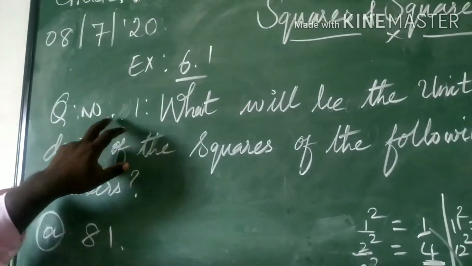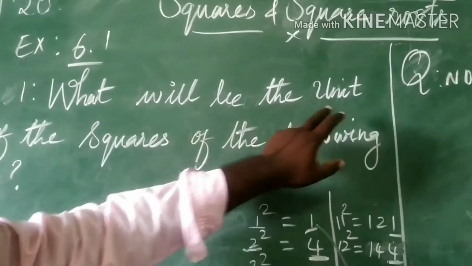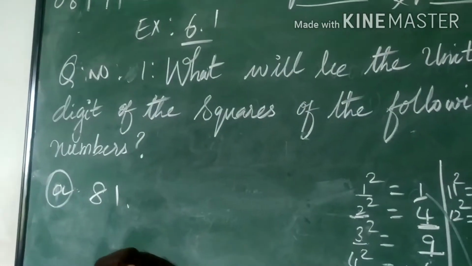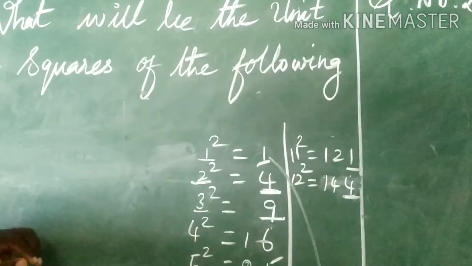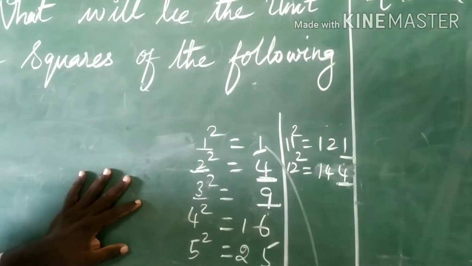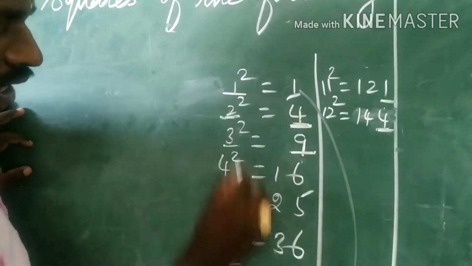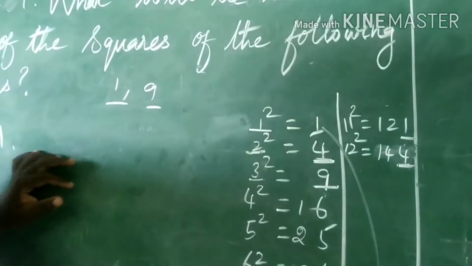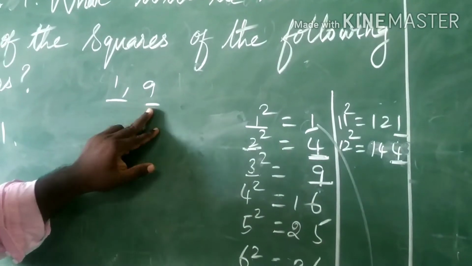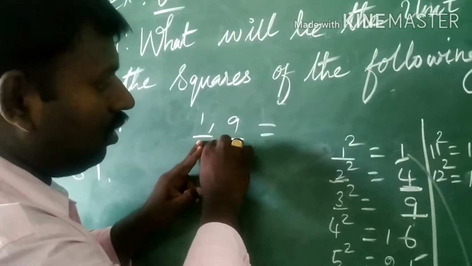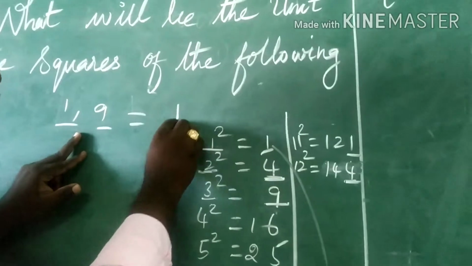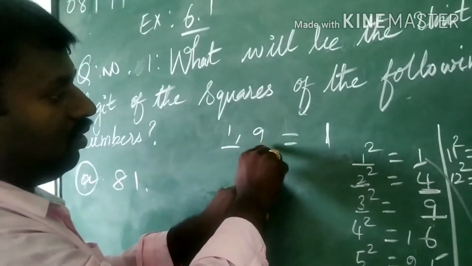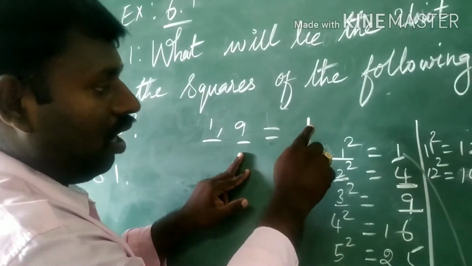Question number 1. What will be the unit digit of the squares of the following numbers? If any number has a unit digit of 1 as well as 9, the square of that number always ends with 1.